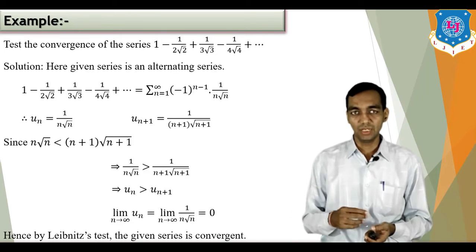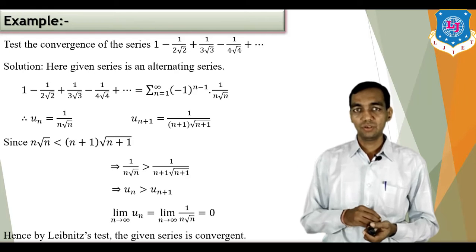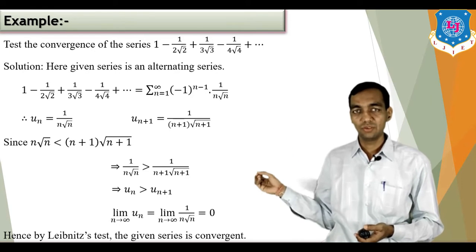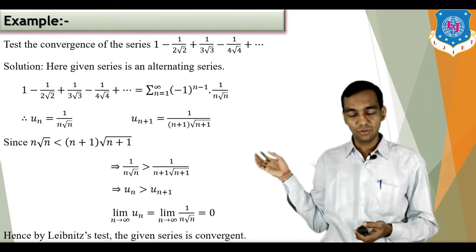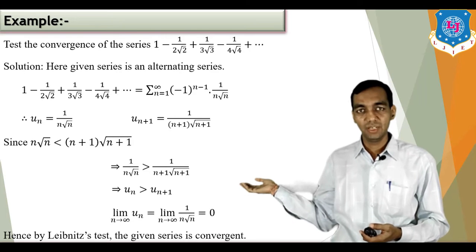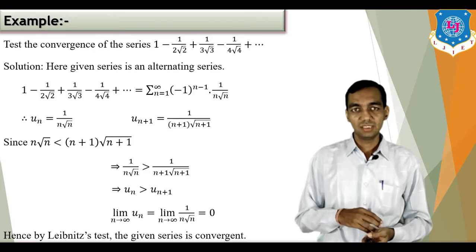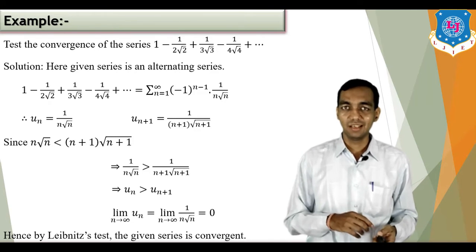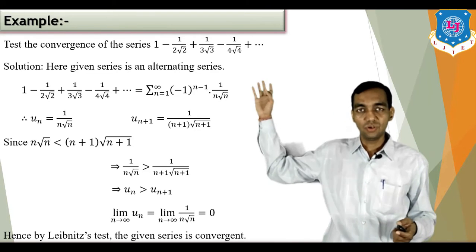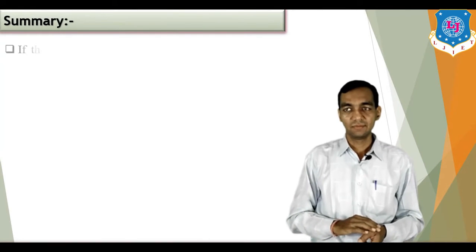Now the limit of un. If you apply the limit to un, then you will have 1 upon n root n, where n tends to infinity, so 1 upon infinity will be 0. So both conditions of the Leibniz test are satisfied. Therefore, by the Leibniz test, this alternating series is convergent.